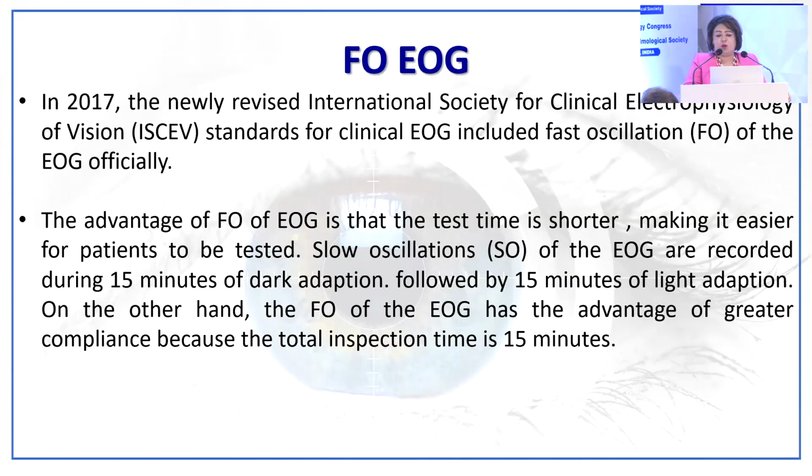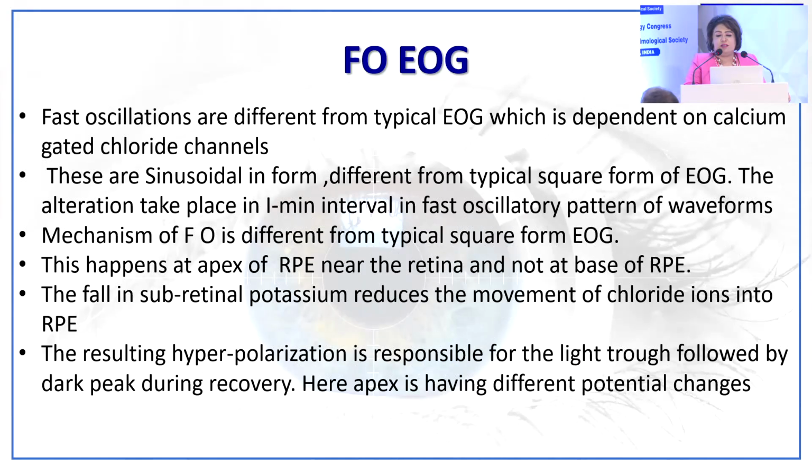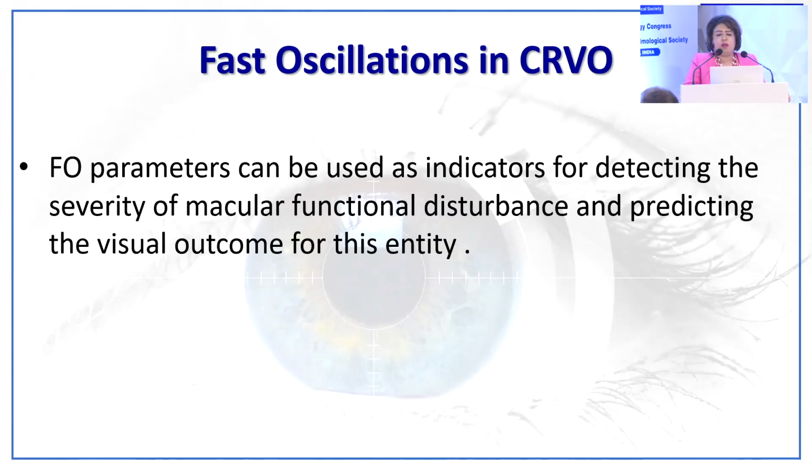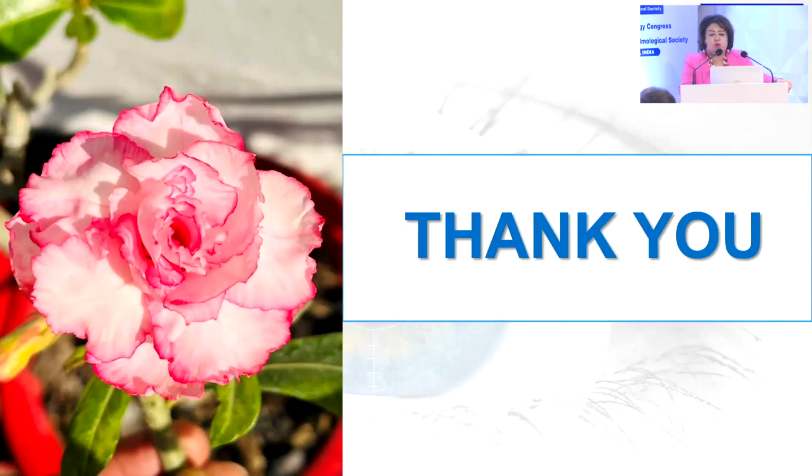So this is the fast oscillation EOG. It has recently come into vogue. It can be used for detection of the severity of macular functional disturbance and predicting the visual outcome for CRVO. So that's all. I discussed the physiology and I discussed the clinical applications with examples of a few cases.